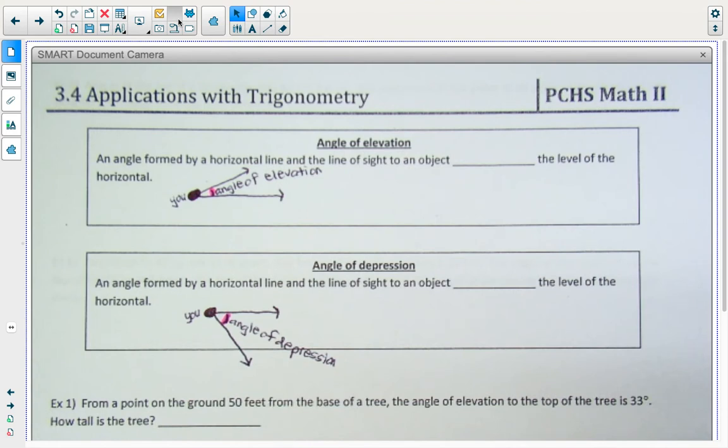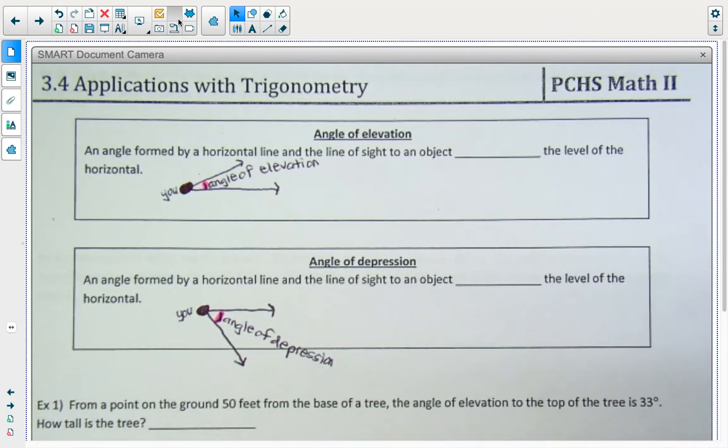We're still going to be using SOHCAHTOA, so sine is opposite over hypotenuse, cosine is adjacent over hypotenuse, and tangent is opposite over adjacent. We're still going to be using those, but now we're just going to put it in a word format. It's going to give us a little scenario, but we're still going to be using that basic concept.